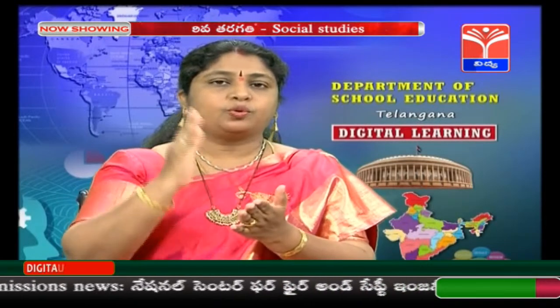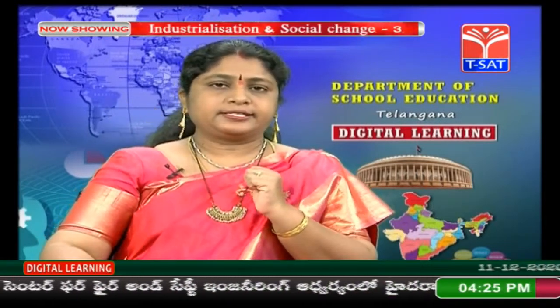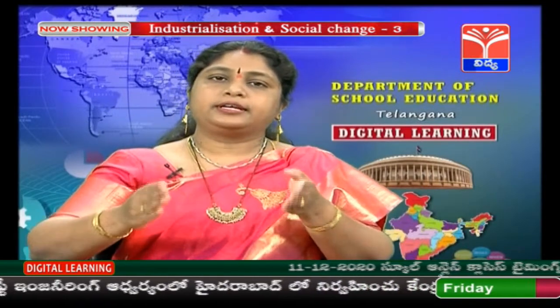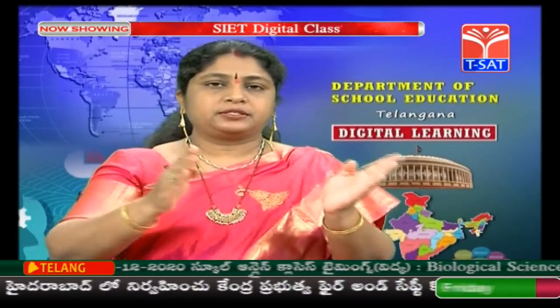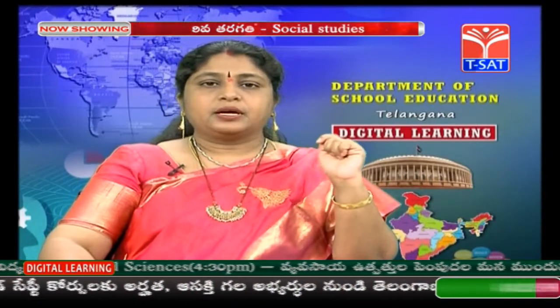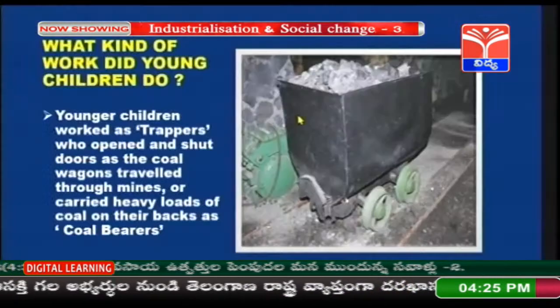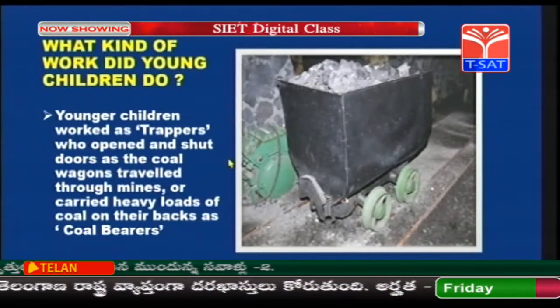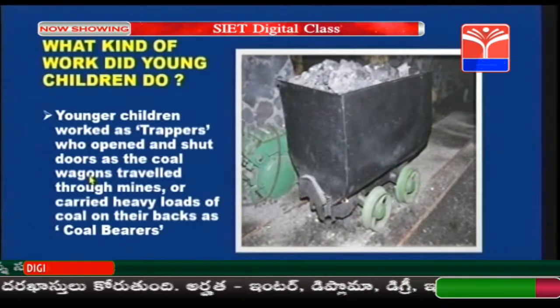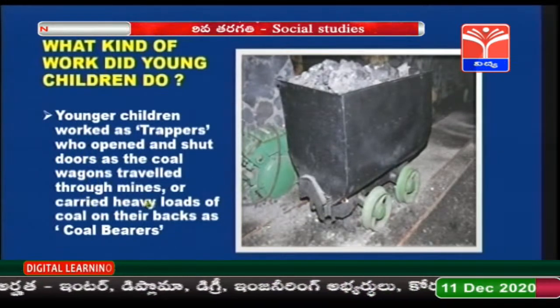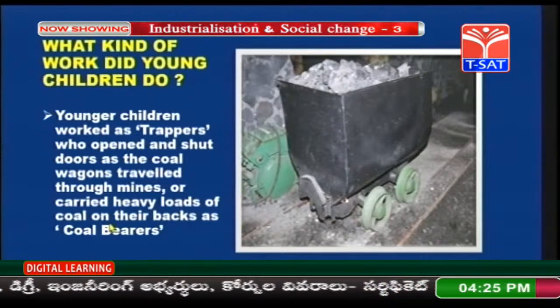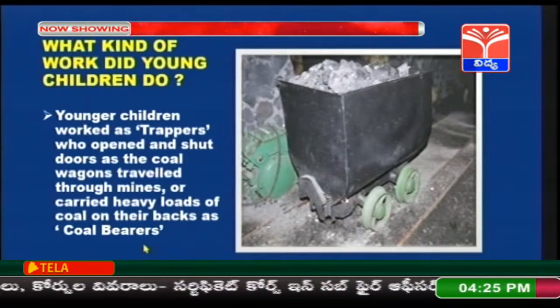But is it safe for them? No, it was very dangerous. Sometimes even explosions happened in coal mines to break the rocks, isn't it? Then what kind of work was given to young children, at the age of 15, 16? Younger children worked as trappers who opened and shut doors as the coal wagons traveled through the mines, or carried heavy loads of coal on their backs as coal bearers.